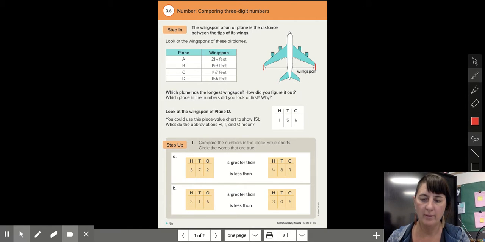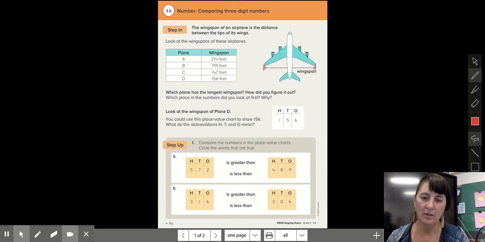And we have four planes. We have plane A, plane B, plane C, and plane D. Plane A's wingspan is 214 feet. Plane B is 199 feet. Plane C is 147 feet, and plane D is 156 feet. Which plane has the longest wingspan?